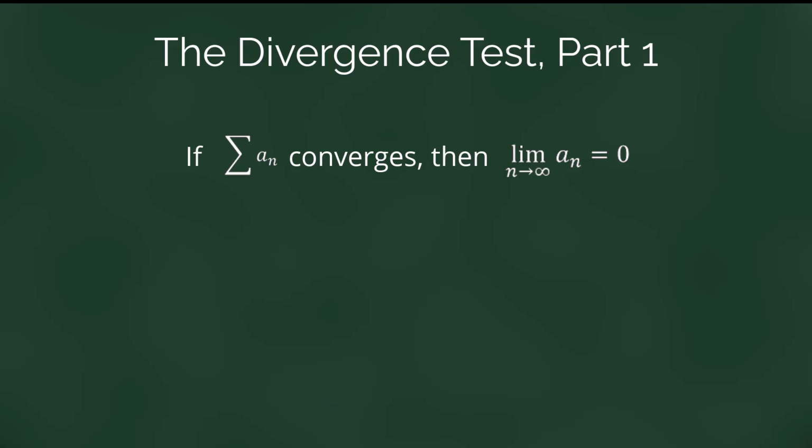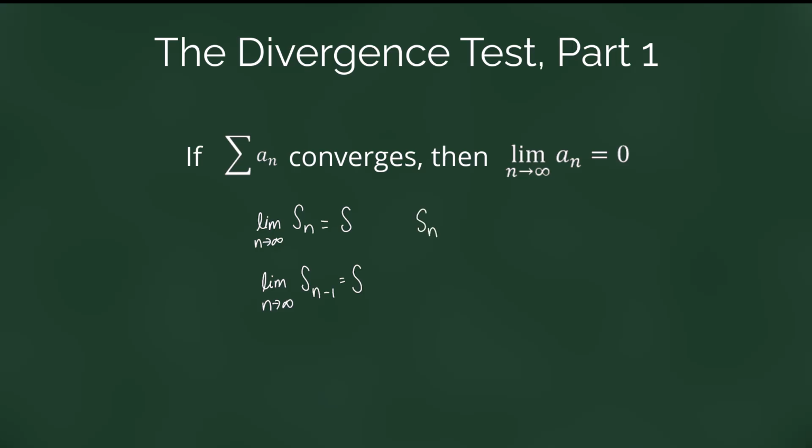If we have a series that we know converges, then we also know that the limit as n goes to infinity of its partial sums, s sub n, must exist. Let's call that s. If that's the case, then it's also true that the limit as n goes to infinity of the sequence of partial sums s sub n minus 1 must also be s.